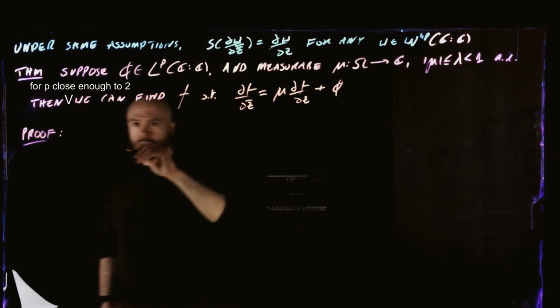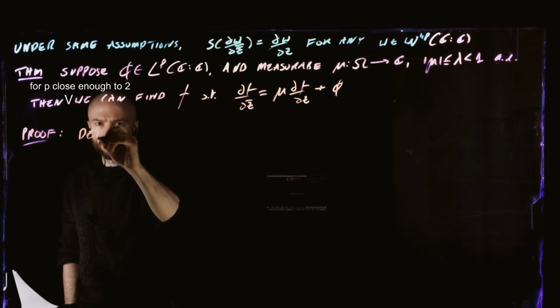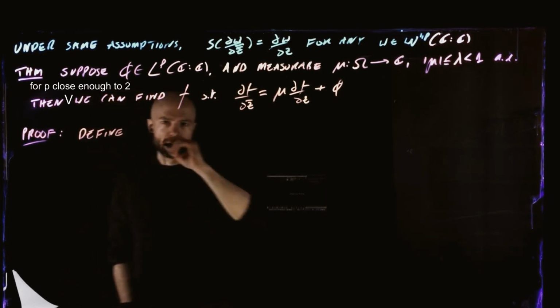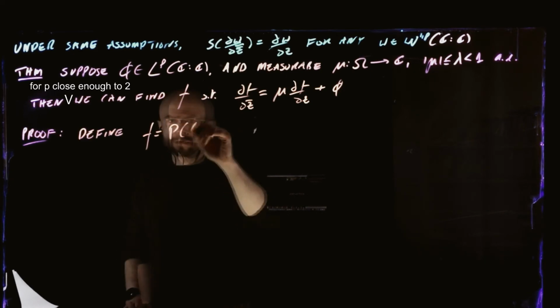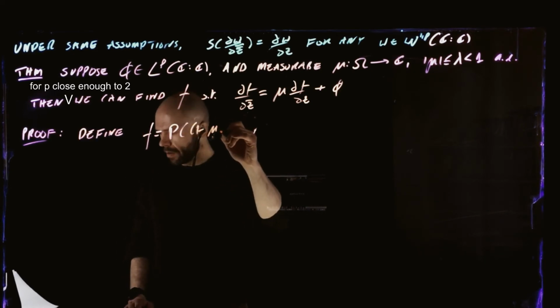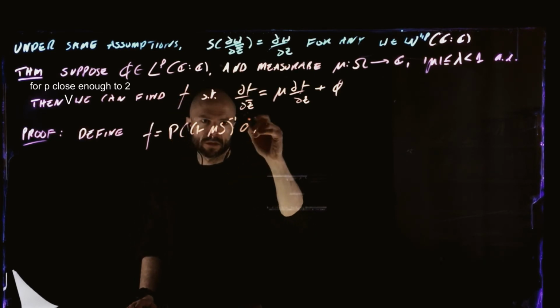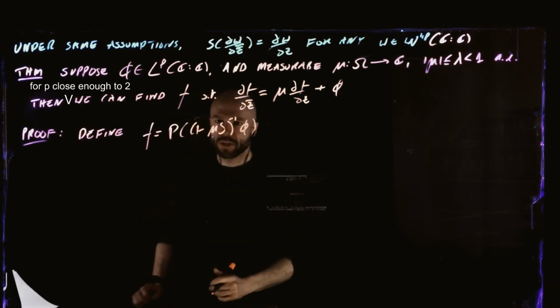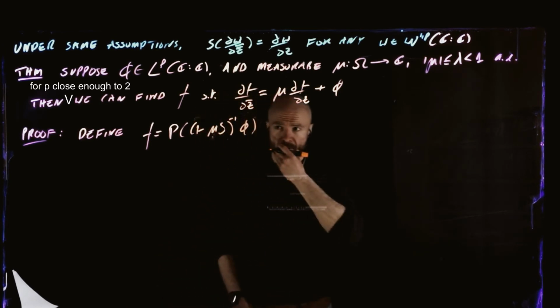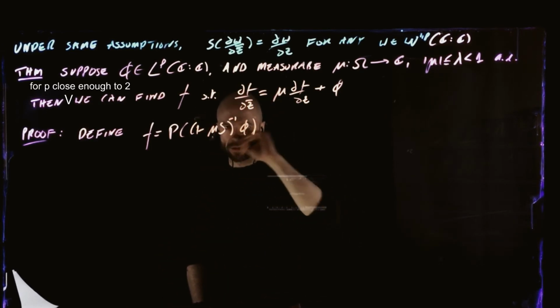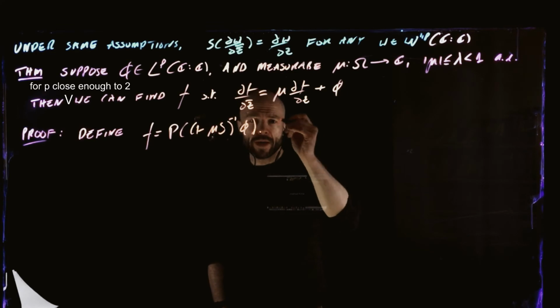And we're going to define f as follows. So define f to be this operator P, (1 - mu S)^{-1}, times this thing, like this. Okay, so first we have to discuss why this even makes sense. So why does this make sense?